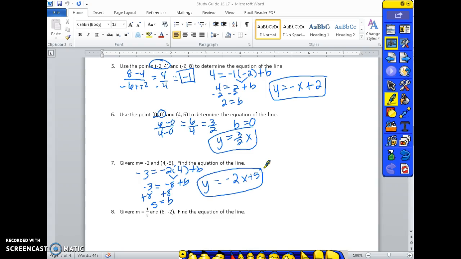Same thing with number 8. I'm given my slope and a point, so I'm going to plug that in. Y equals mx plus b. Half of 6 is 3. Subtract 3 from both sides. My y-intercept is negative 5. So y equals 1/2 x minus 5.